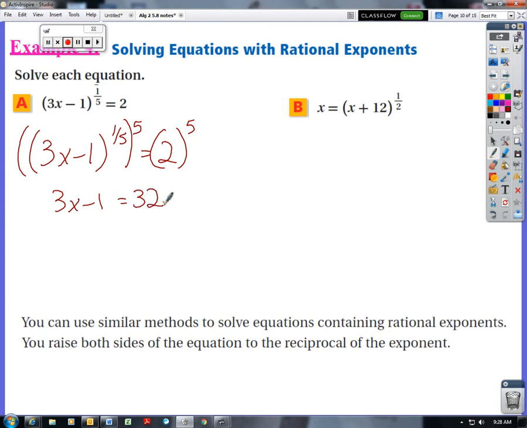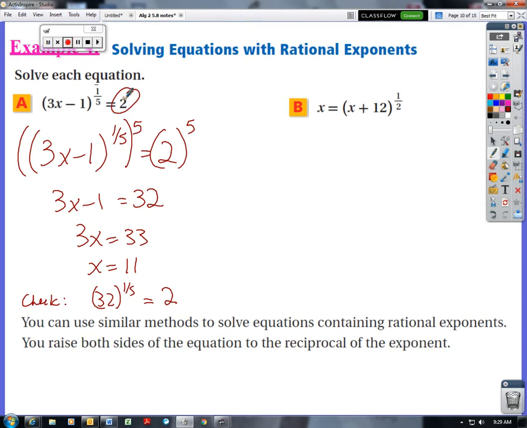And then you can do simple algebra, add 1 to both sides, so we get 33. Divide by 3, we get 11. And we do have to check it. So we're going to check. 3 times 11 is 33. 33 minus 1 is 32. The 5th root of 32 is indeed 5, because, or not 5, 2. What am I thinking? That's not right. It's 2. 2 to the 5th is 32. And so it checks, because that's 2.